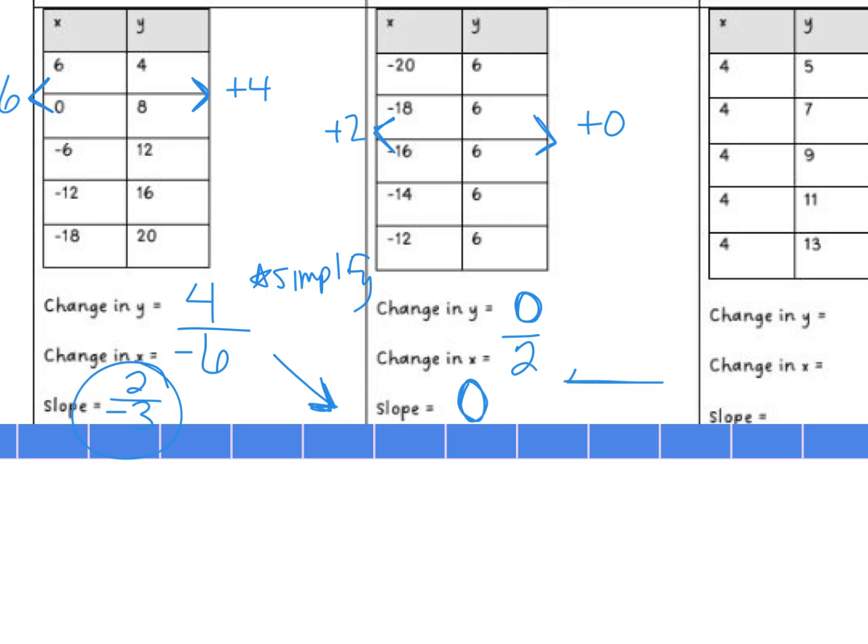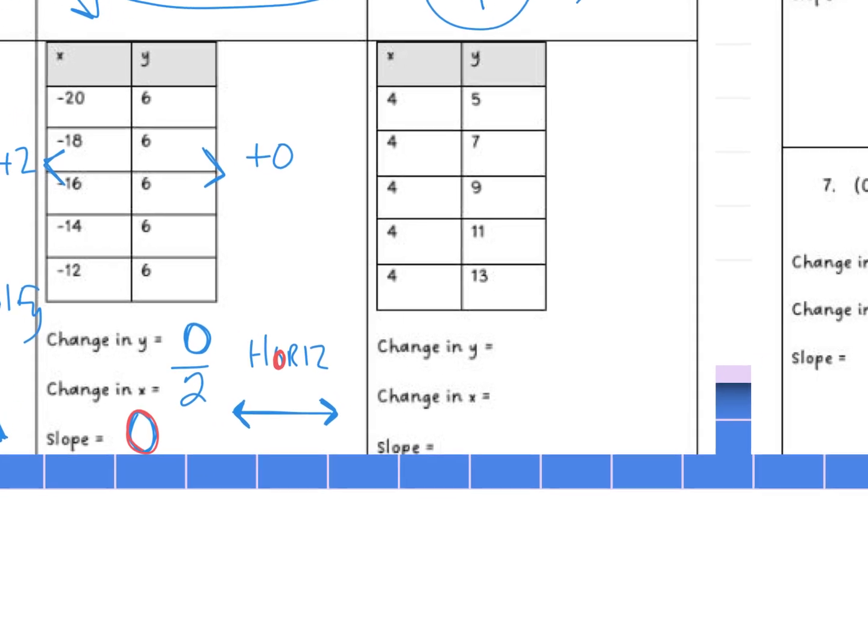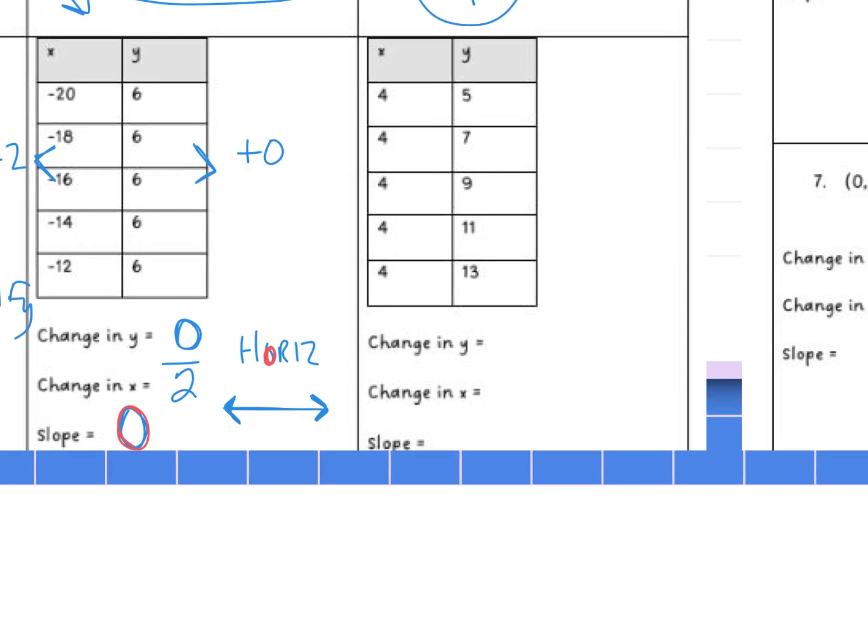Cross-country skiing is no fun when it's flat. This is a horizontal line, and you can remember because of the 0, the 0 and the O in horizontal.